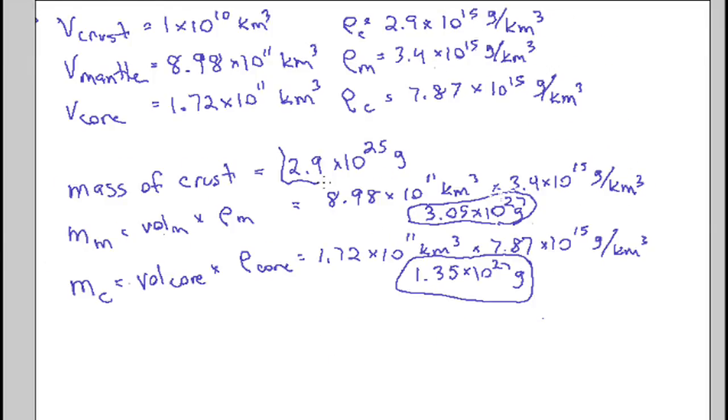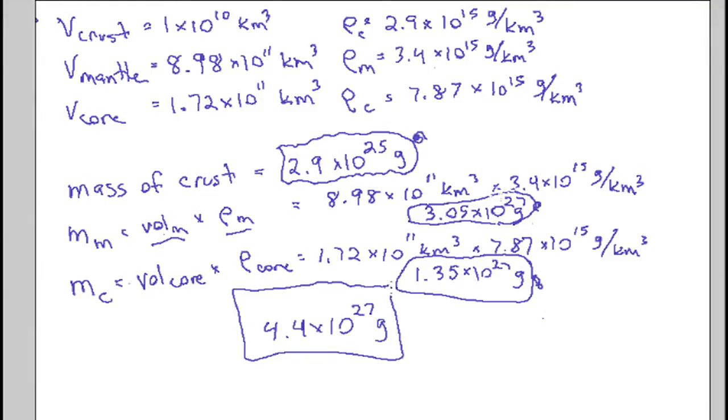So here I brought this number over from the previous page, and then calculated the mass of the mantle, taking the volume of the mantle times its density, and those numbers are filled in here. I took the liberty of just cutting through the intermediate steps and going right to the answer. And the same for the mass of the core. So we add it all up, the mass of the crust, the mass of the mantle, and of the core, and we get a number like this in grams.